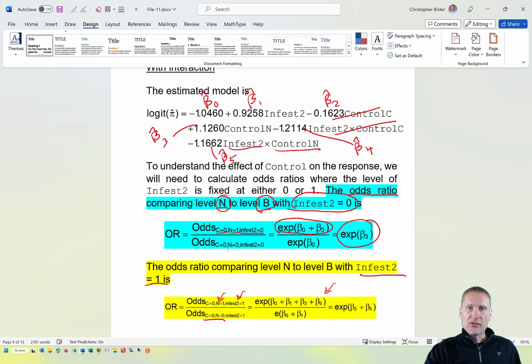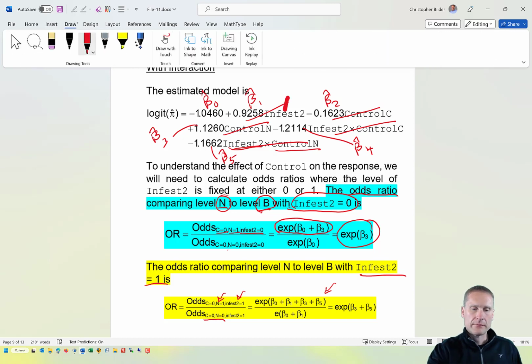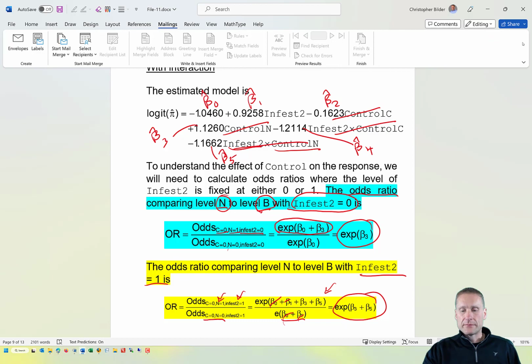When I look at level B of the control variable, C and N are zeros in terms of their indicator variables. So now this disappears, this disappears, this disappears, and what am I left with? Actually, no, excuse me, that does not disappear. Infest2 is equal to 1, that's why it doesn't disappear. And so now I have beta 0 plus beta 1 in terms of the population odds ratio. So then when I simplify, I'm left with the exponential function evaluated at beta 3 plus beta 5.